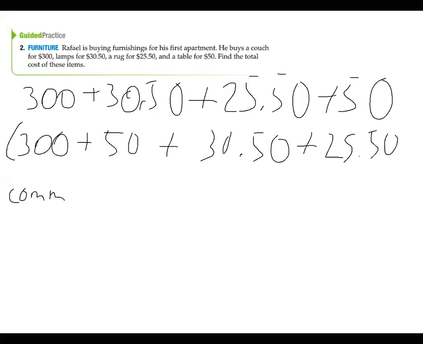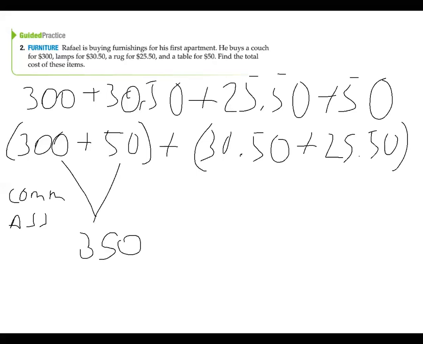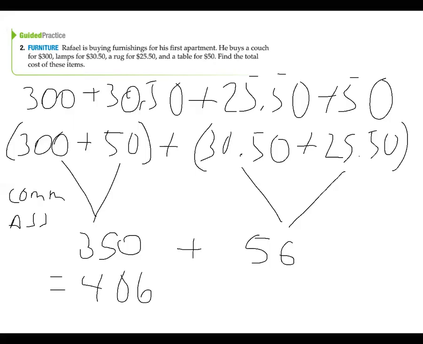Then you group the 300 and the 50 and the 30.50 and 25.50 together and use the associative property to group them. Okay, and you can see the 300 plus 50 is 350, and then 30.50 plus 25.50 is going to be $56. All right, and that's just substitution. And then when you add those together, you get $406. And then again, that's substitution again. And that's the total cost of his items.